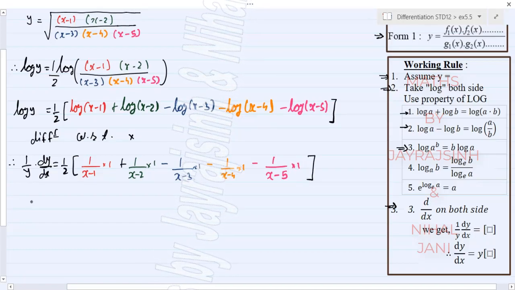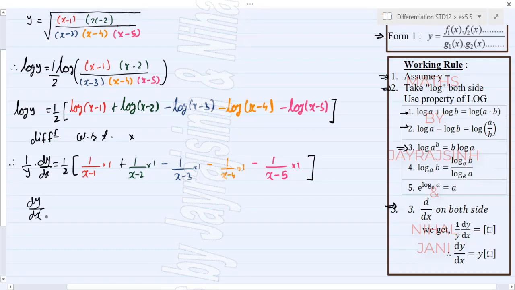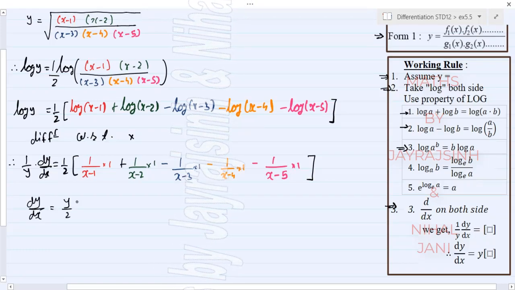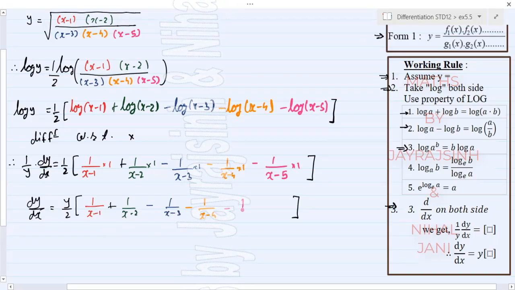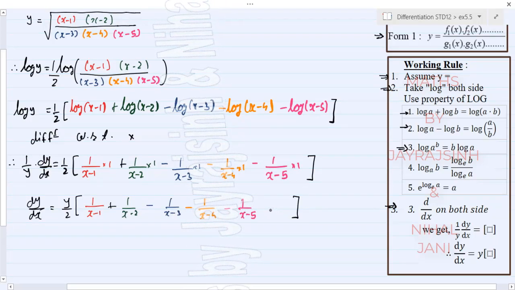So finally we can say your dy by dx is simply y by 2, and your whole bracket will be as it is. Ta-da!